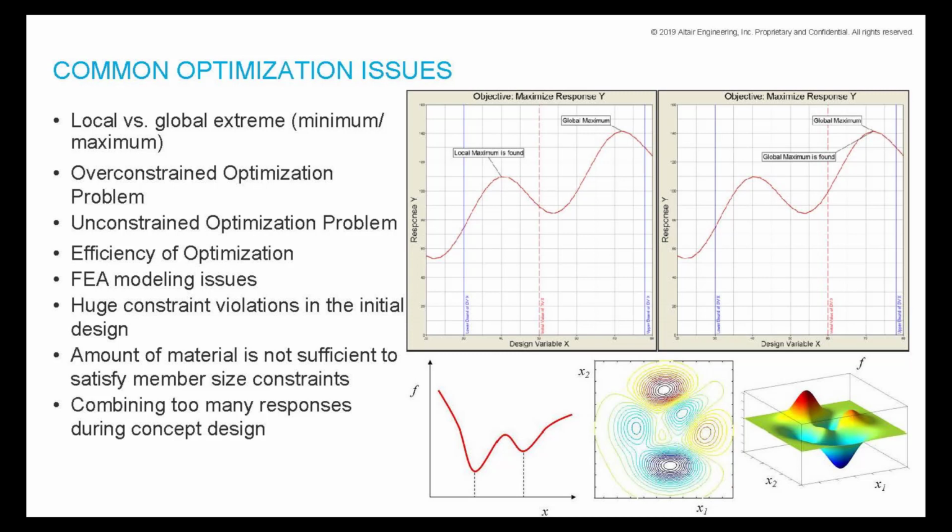The optimization problem may be over-constrained, so relaxing constraints and design variables allows more design freedom. Unconstrained problems are not appropriate, so some constraints should be included. The optimization is efficient when design variables have an effect on constraint and objective functions. There may be issues with FEA modeling, or huge constraint violations in the initial design. The amount of material may not be sufficient to satisfy member size constraints. Another issue is combining too many responses during concept design.